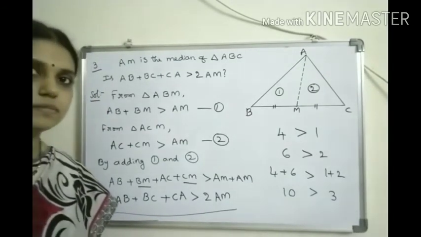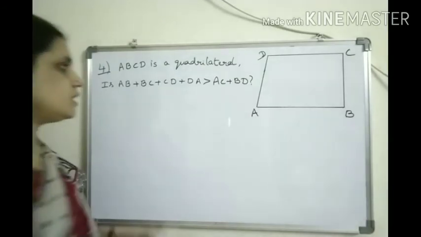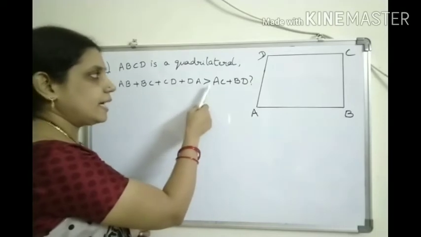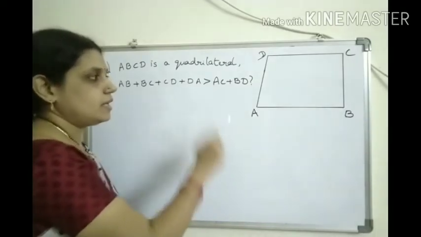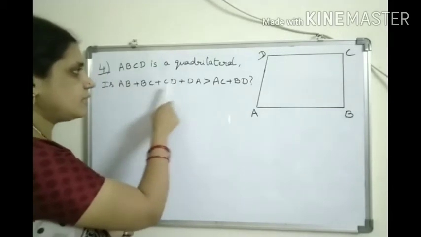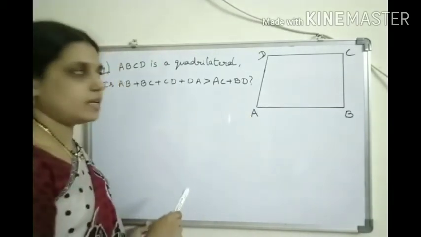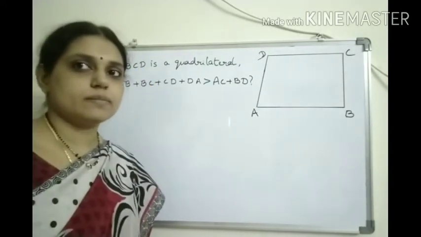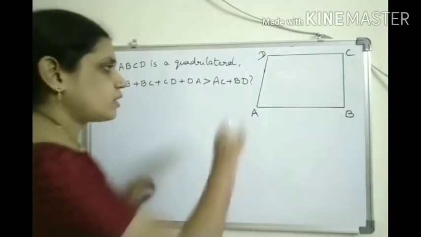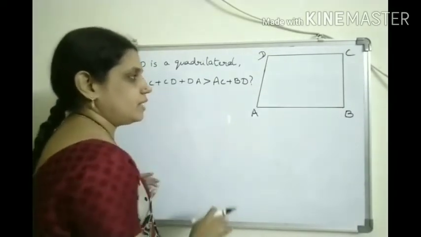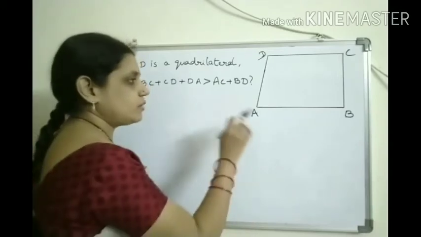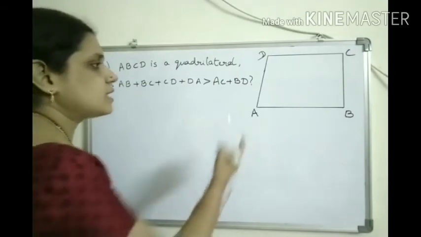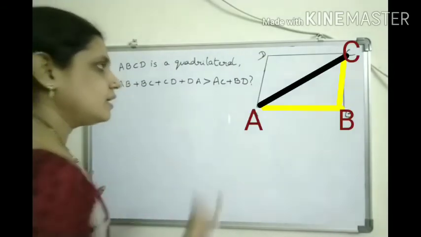Okay. Next question. ABCD is a quadrilateral. Then is AB plus BC plus CD plus DA greater than AC plus BD? Here if you observe, AB, BC, CD, DA are the sides of the quadrilateral. AC and BD are the diagonals. Okay. To do this, we are going to draw diagonals AC and BD, but not both at a time. I am going to draw only AC. Then we get two triangles. What are those two triangles? Triangle ABC and triangle ACD. Okay.